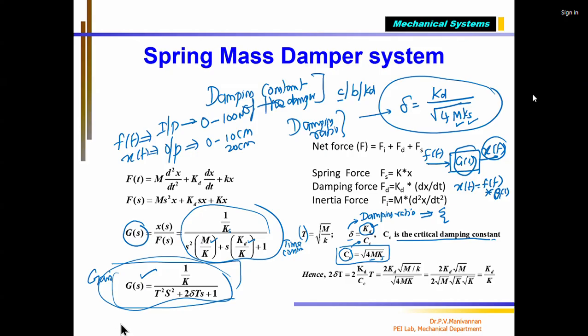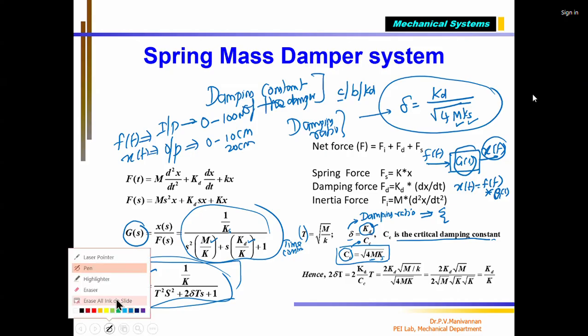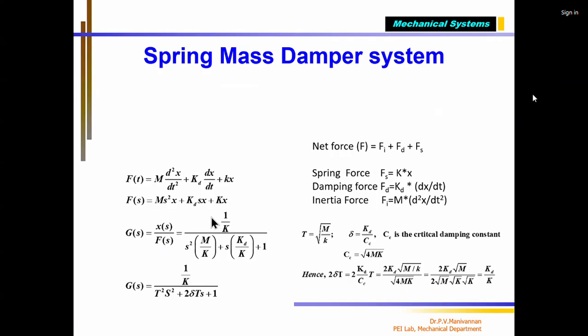So now, before closing today's class, note down this equation. If you are in the exam and you are asked to draw the spring mass damper system, you need to draw the spring with mass and a damper. And here we are applying F of t. The other end is grounded. This is my mass, this is my stiffness, and this is my damping constant Kd.